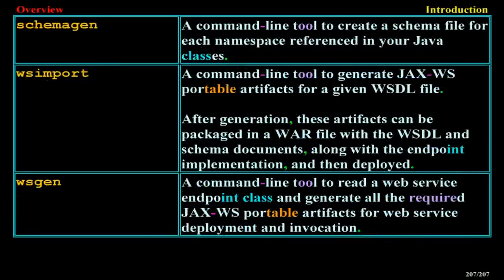schemagen, a command-line tool to create a schema file for each namespace referenced in your Java classes. wsimport, a command-line tool to generate JAX-WS portable artifacts for a given WSDL file. After generation, these artifacts can be packaged in a WAR file with the WSDL and schema documents, along with the endpoint implementation, and then deployed. wsgen, a command-line tool to read a web service endpoint class and generate all the required JAX-WS portable artifacts for web service deployment and invocation.